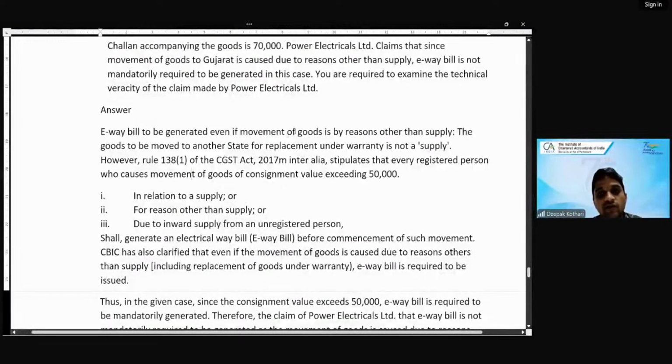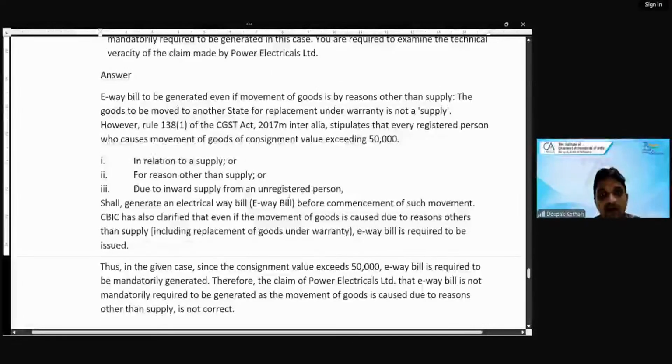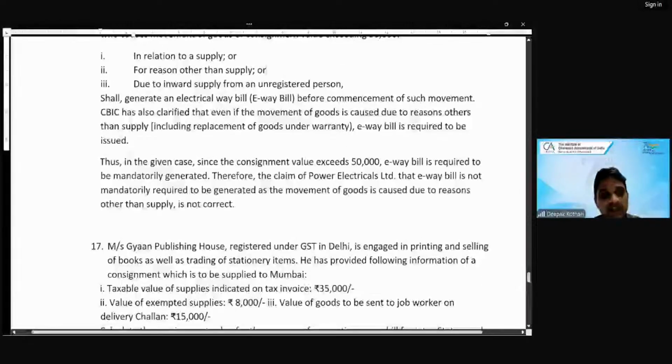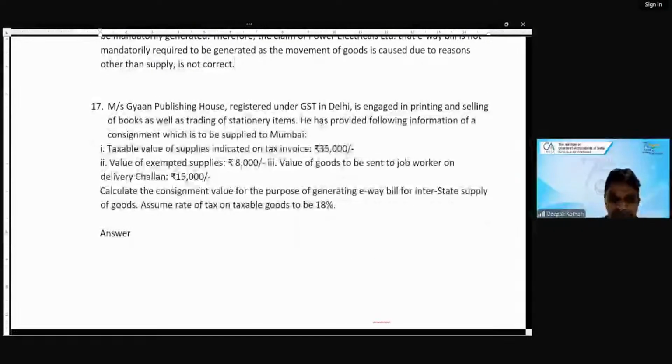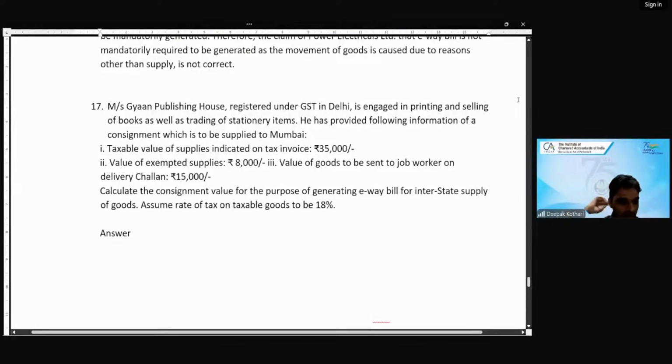An e-waybill is required even if the movement of goods is for reasons other than supply. Goods moved to another state for replacement under warranty is not a supply. However, if the value exceeds 50,000 rupees, then you have to generate it. Thus, in the given case, since the consignment value exceeds 50,000, the e-waybill is required to be mandatorily generated. Therefore, the claim of Power Electricals that it is not required is incorrect. If goods move from one place to another, even if it is not a supply, you still have to generate it.